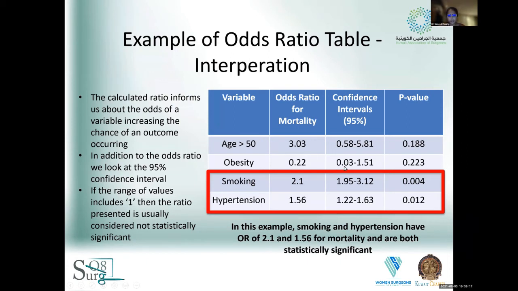For obesity, the range again includes the number 1 because it's between 0.03 and 1.51. So again, the p-value is not significant. However, for smoking, we had 2.1, and the range was 1.95 to 3.12, so the p-value was significant. And similarly for hypertension, 1.56, the range does not include the number 1, which gave us a significant p-value. So basically, the ratio informs us of the odds of a variable increasing the chance of an outcome occurring. That's why we look at the confidence intervals, like we said. So in this example, only smoking and hypertension were statistically significant.